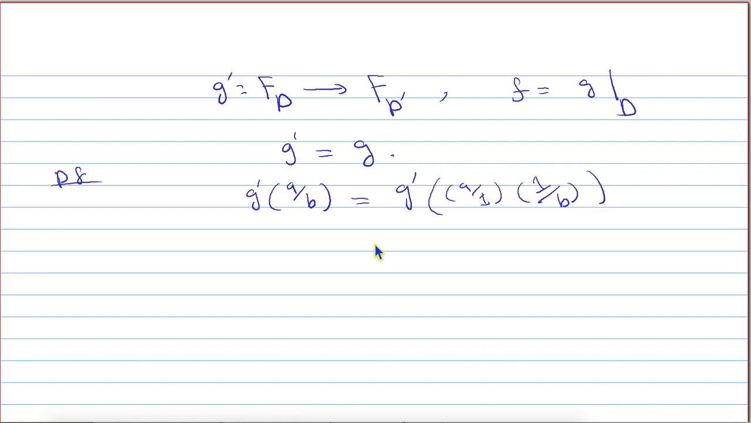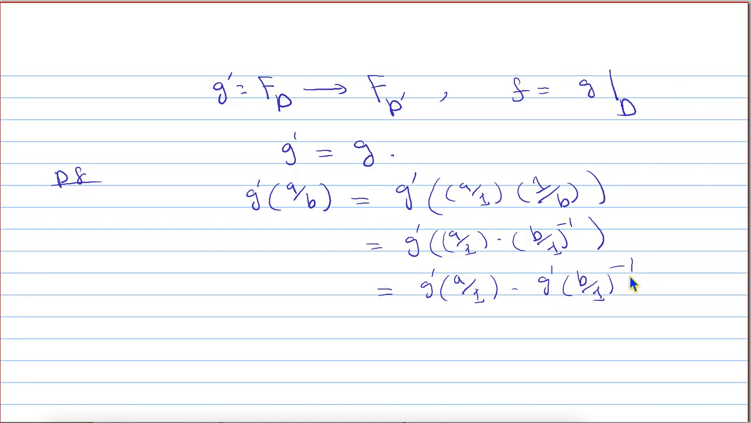Okay, this equals G prime of A over 1 into B over 1 inverse. Okay, and this equals, of course, G prime of A over 1 into G prime of B over 1 inverse. And the reason we can do this is that G prime is an isomorphism and therefore a homomorphism.